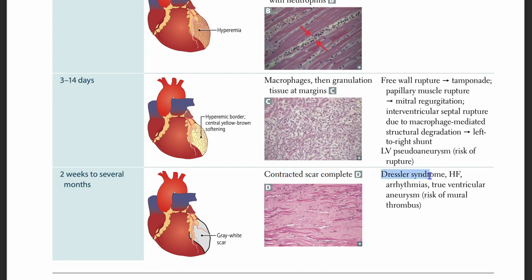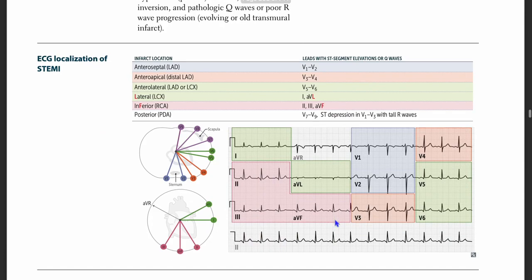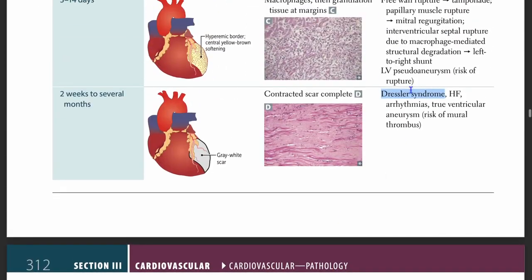Okay, so you can get Dressler syndrome, heart failure, arrhythmia, true ventricular aneurysm, and risk of mural thrombus. They didn't get what Dressler syndrome is. This is an important one. So, it's the inflammation of the space surrounding the heart. Pericarditis. It's believed to be an immune system response after damage to heart tissue. Okay.